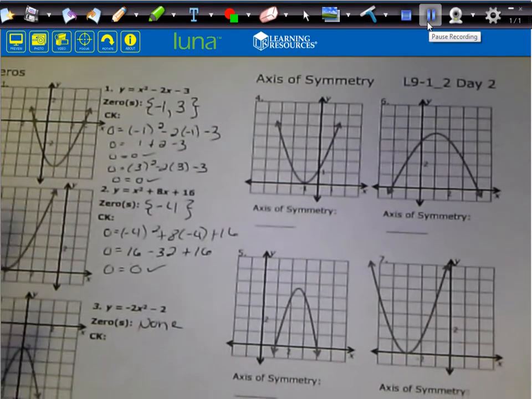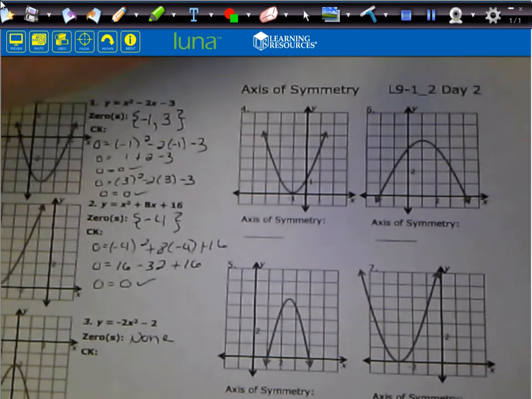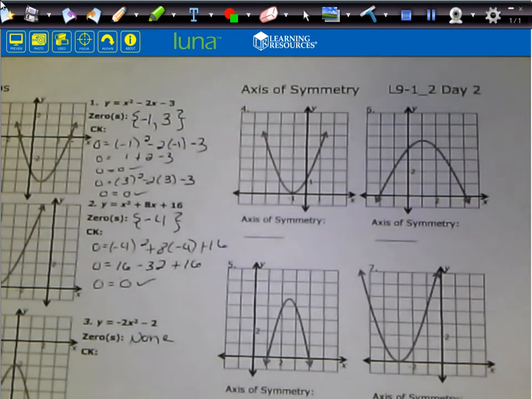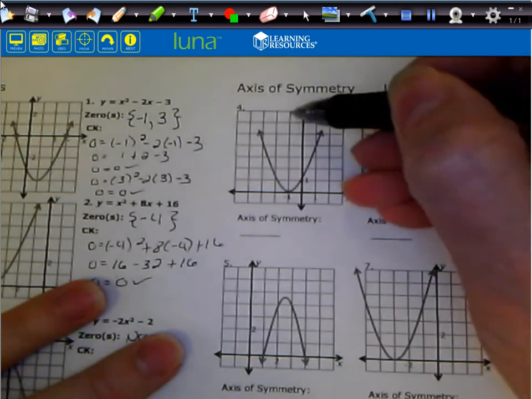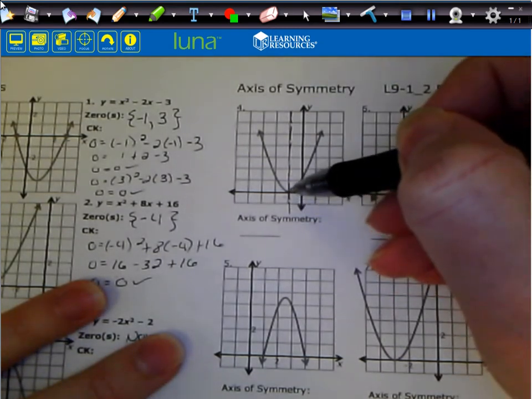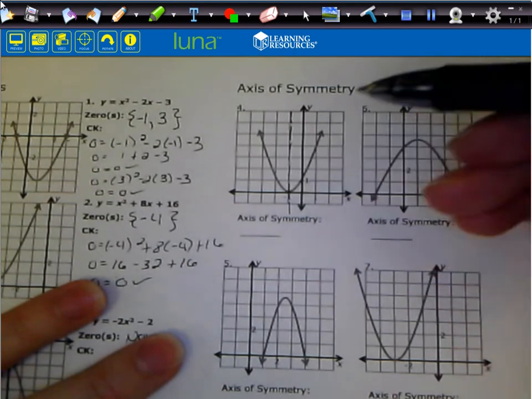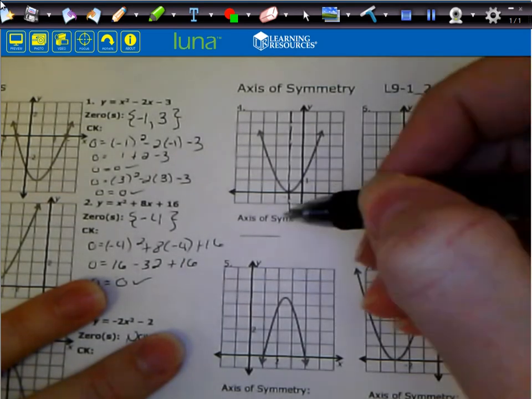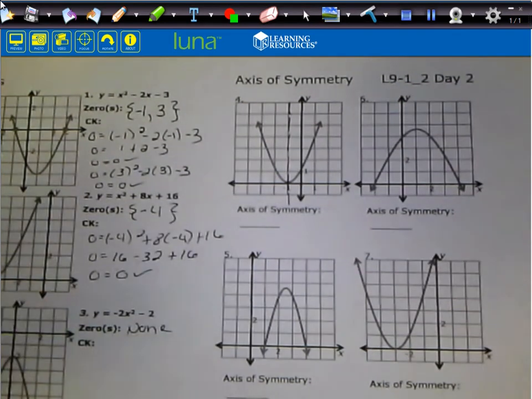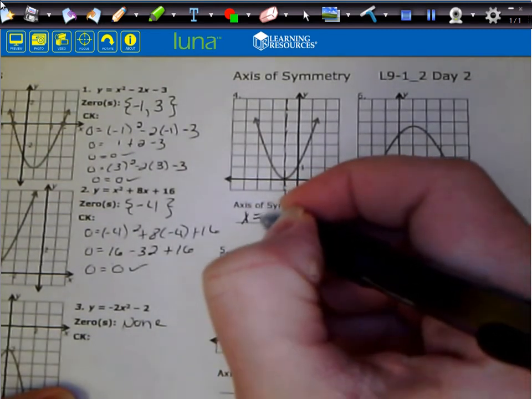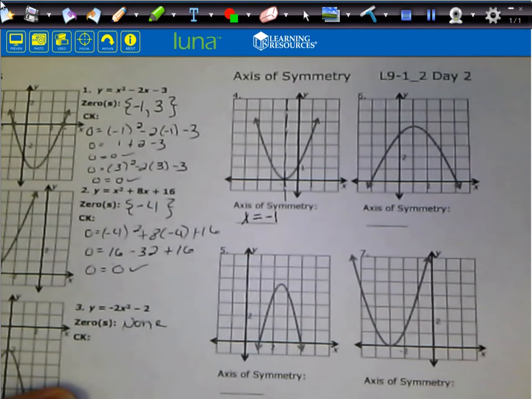Alright, so we're going to look at number 4 on your note sheet. Sometimes the axis of symmetry is going to be like it is on number 4, where it's really easy to spot and we're able to just eyeball it and we don't have to do much work to figure it out. If you look here on number 4, you can see that if I draw a line right here, this is obviously the point where it's crossing, so it's going to be negative 1. So my axis of symmetry is x equals negative 1. So that's an easy one.